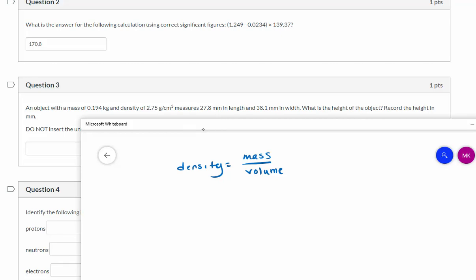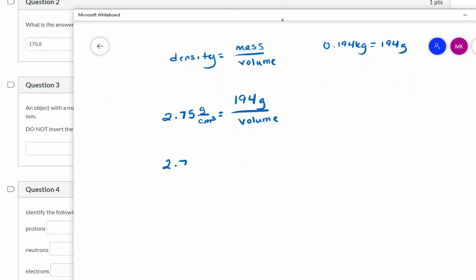So there are 1,000 grams in a kilogram, so 0.194 kilograms is equal to 194 grams. Notice when I convert those units, I have 3 significant digits in my kilograms, I have 3 significant digits in my grams. So I'm going to insert that mass here, 194 grams. Volume, I don't know yet, but I am told the density. And that density is 2.75 grams per centimeter cubed. Now from here, I can calculate the volume. So I multiply both sides by volume, and I get 2.75.